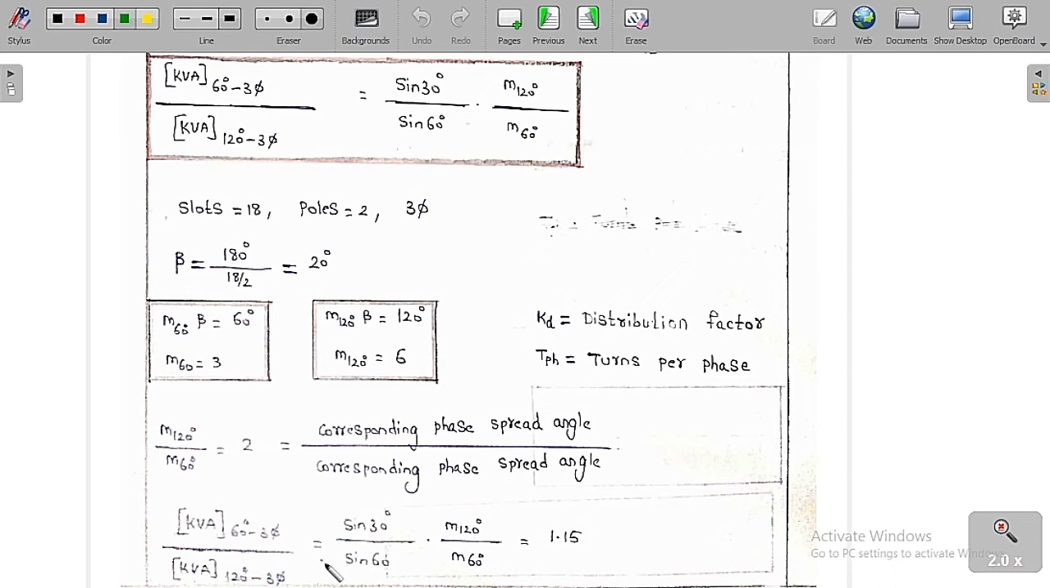Take the ratio of the corresponding distribution factors for the corresponding phase spreads. And I already told you, if you want to find the m value for the corresponding phase spread, just take the ratio of the corresponding phase spread angles, then you are going to get that ratio. You can substitute in the formula and do the simplification. You are going to get one important point: the kVA rating of a three-phase system for 60 degree phase spread is higher than the kVA rating of a three-phase system for 120 degree phase spread. The 120 degree phase spread is called the wide phase spread, and the 60 degree phase spread is called the narrow phase spread. These two phase spreads occur only in the three-phase system.